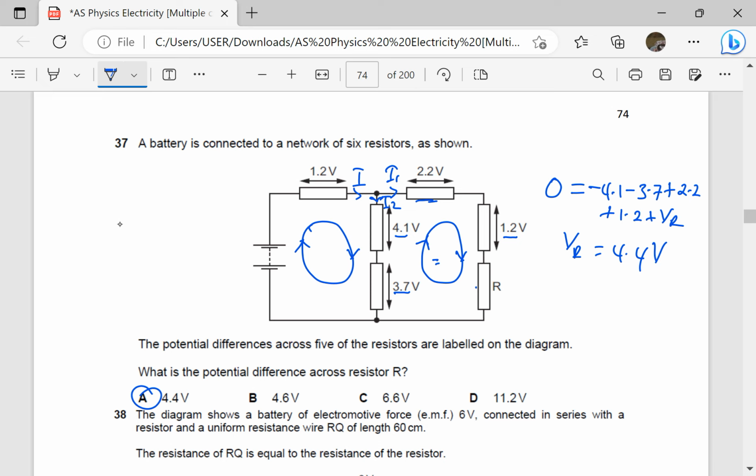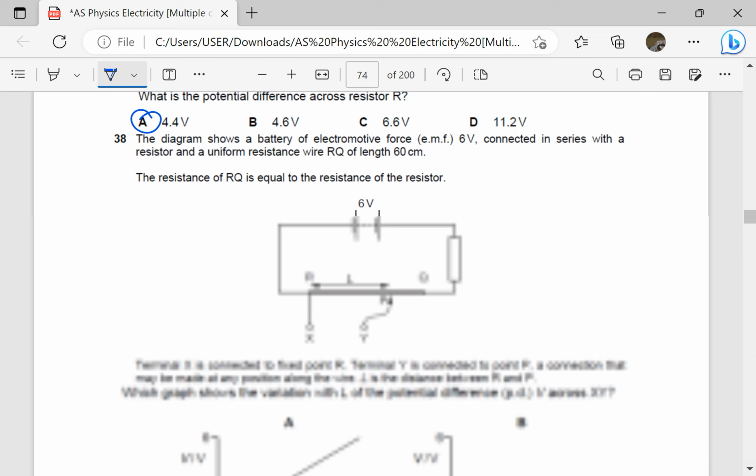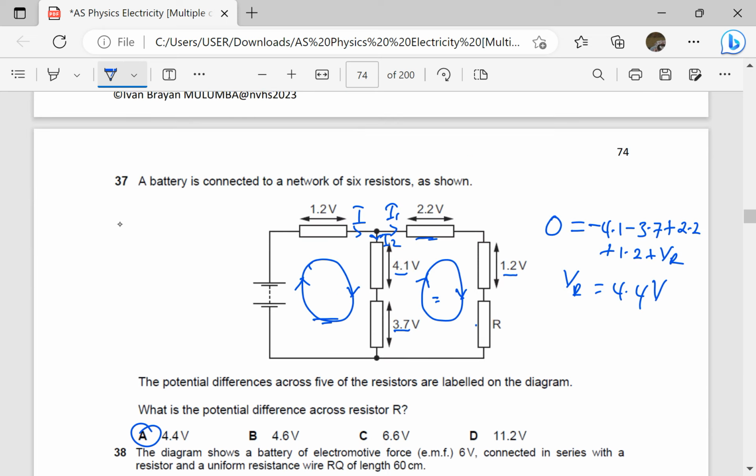So if I had started with this loop, it would take me longer, but starting with the other loop has simplified my life. Again, I'm very sure people would wish to multiply the current with the PDs, yet already the PDs have been calculated. The reason as to why I put there the currents, just to tell you the direction when you are considering the signs of the PDs.